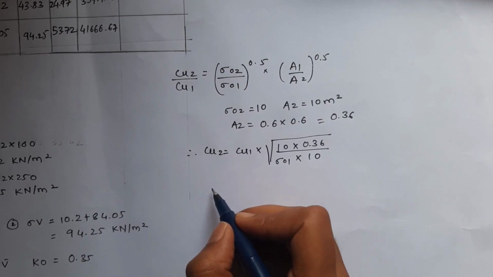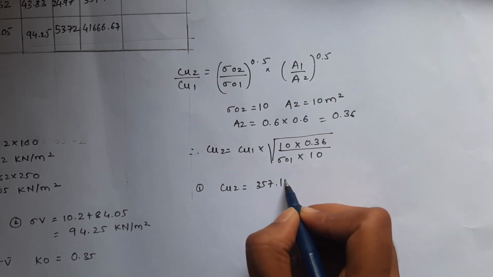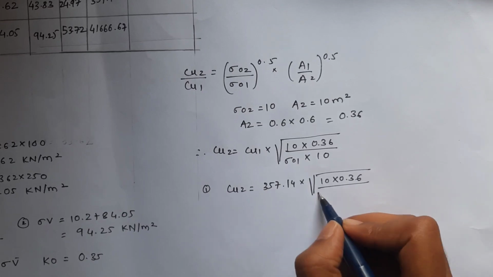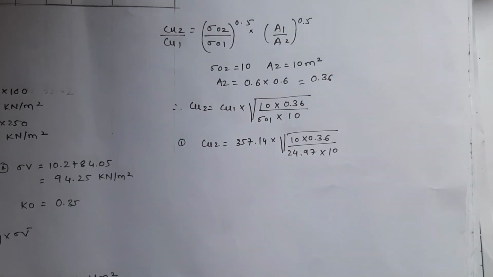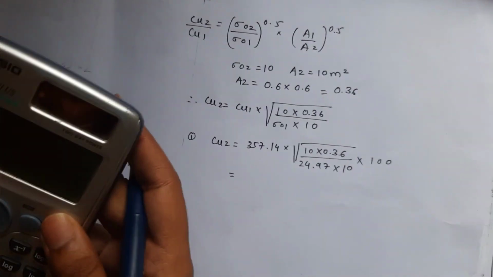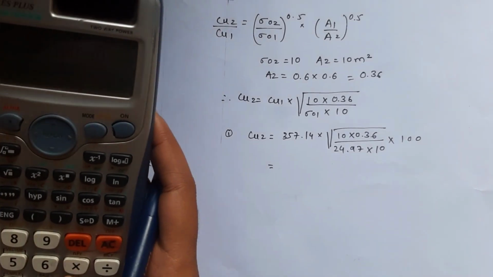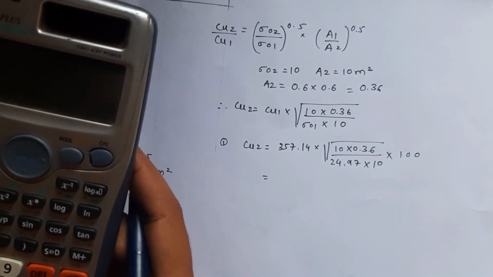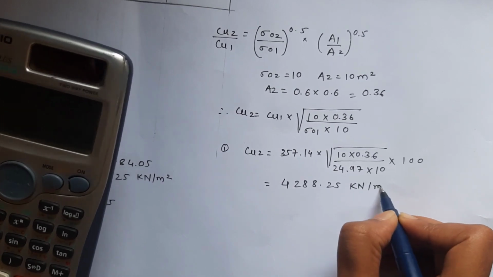For the first condition, Cu2 is equals to 357.14 into under root of 10 into 0.36 upon 24.97 into 10, which is obtained as 357.14 into 100 into under root 0.36 by 24.97, which is equals to 4288.25 kilonewton per meter cube.